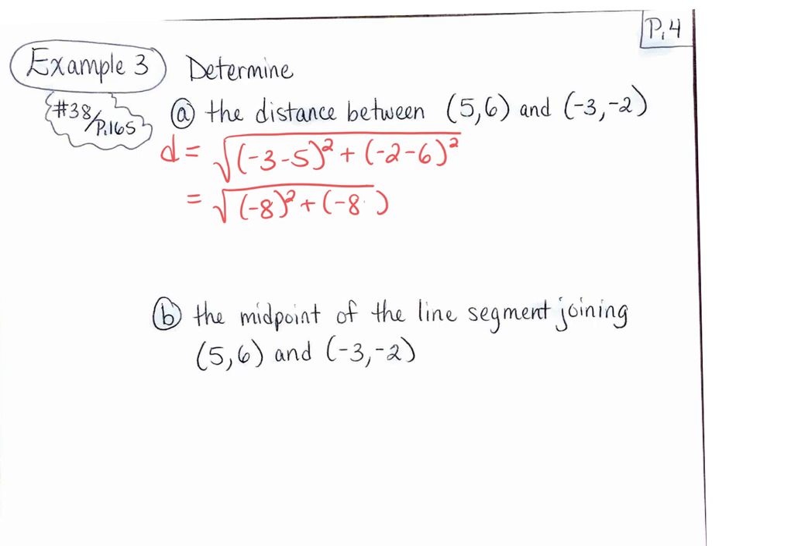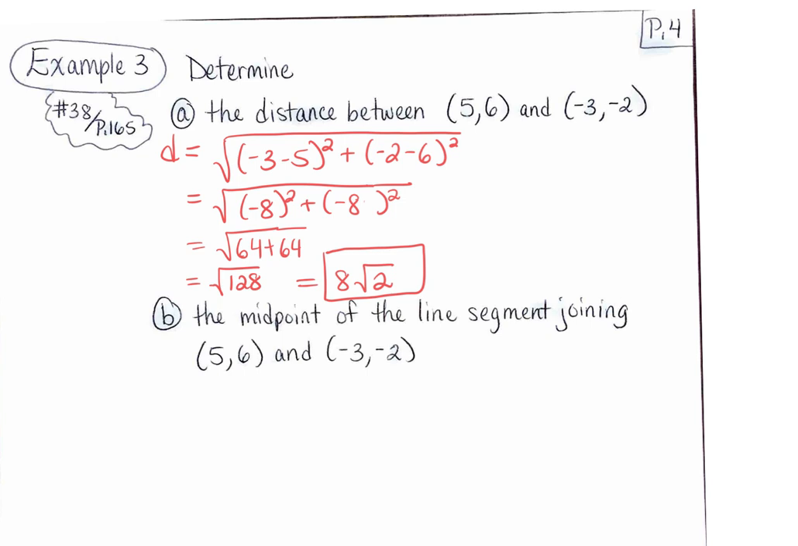Okay. And then after I simplified both of those, I got the square root of 64 plus 64, which equals the square root of 128. And then after you put that in the calculator, you should get 8 square root of 2, which is the distance. Does everyone agree?